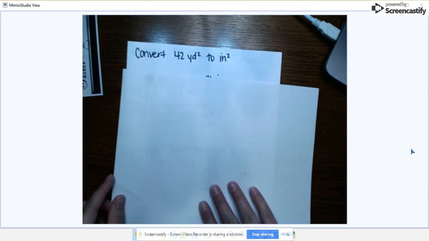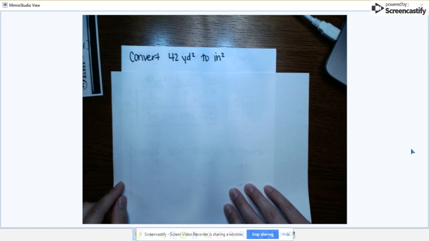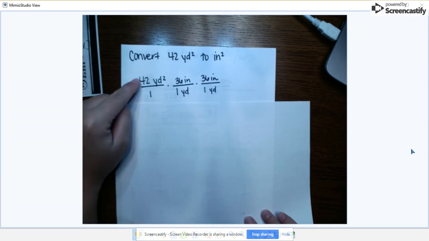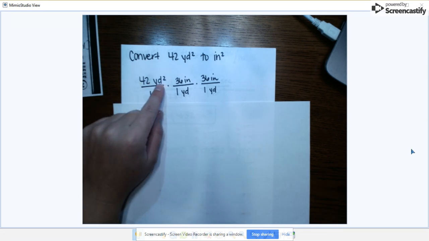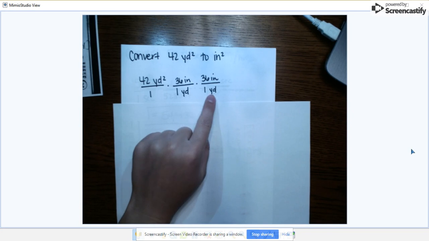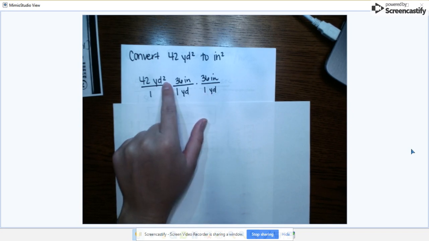This one gets a little more complicated. We're going to change square yards to square inches. We still start with what our first fraction comes with, what we started with, or what we're given. And then in this case, we have 2 yards. We have a yard times a yard. So I have to have 2 fractions in order to cancel off that squared term.